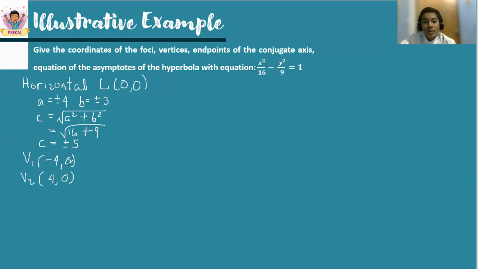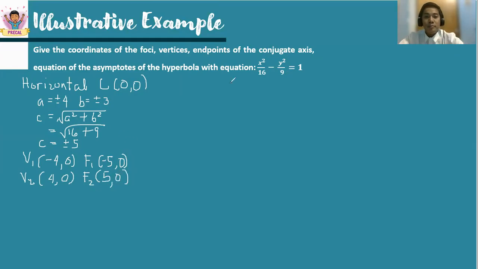you follow certain patterns. And since the vertices are collinear with the center at 0, 0, and the foci, therefore, the foci will be located also on the x-axis. So for F sub 1, we have negative 5, 0, and 5, 0.